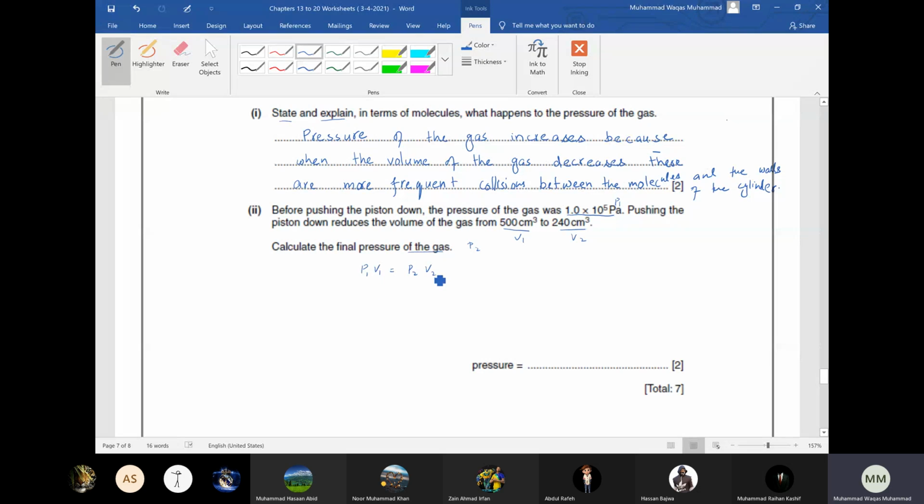So we solve it for P2. P1 is equal to 1.0 times 10 to the power 5 Pascal, V1 is 500, P2 we have to calculate, and V2 is 240, right? So, beta, we will calculate P2. It would be 1.0 times 10 to the power 5 times 500 divided by 240. Shabash beta. What will be the answer?